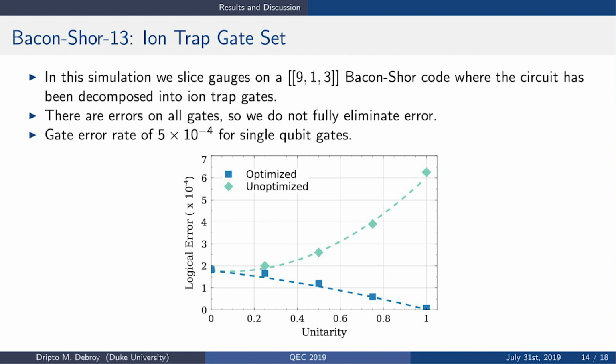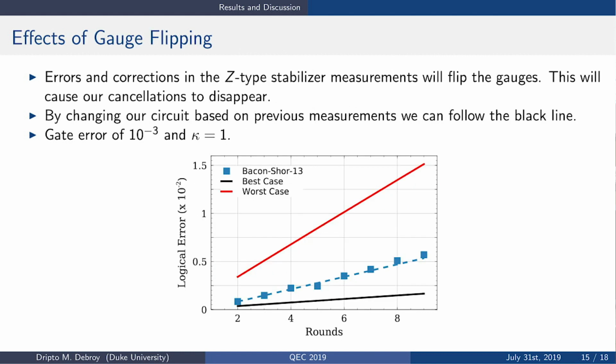But we don't fully eliminate the error in this particular case because there's a single qubit gate right at the end. And if that one goes bad, then you are still screwed. But in general, this does look very similar to how it did before. However, this one is one-sided. But then, when you look at these gauges, what can happen is the gauges can flip over time.